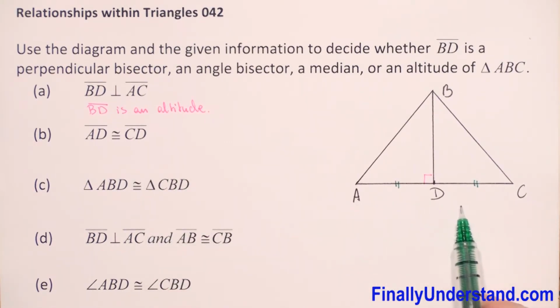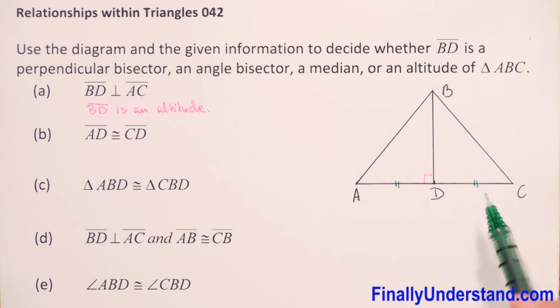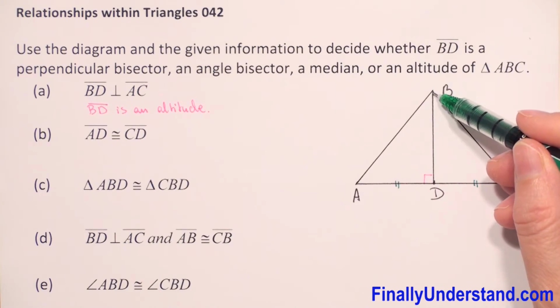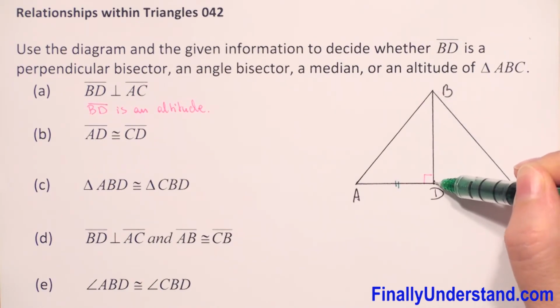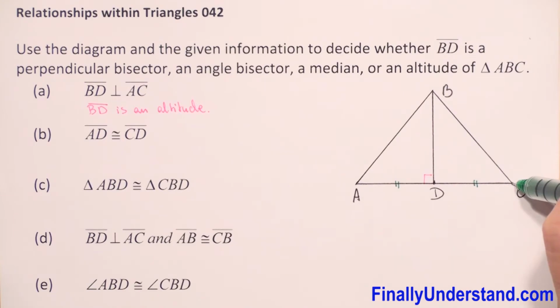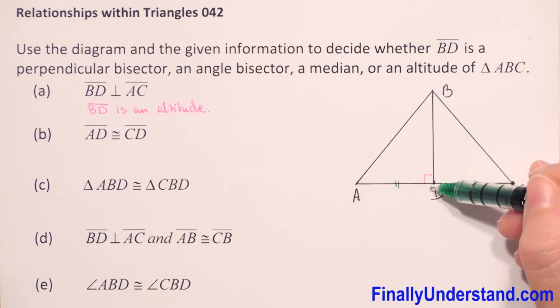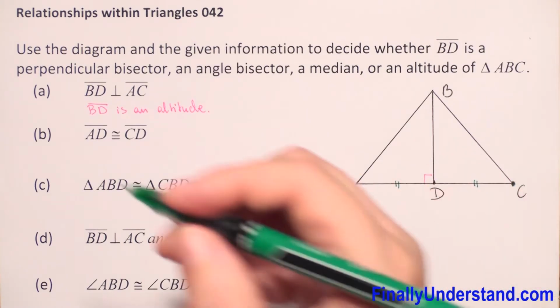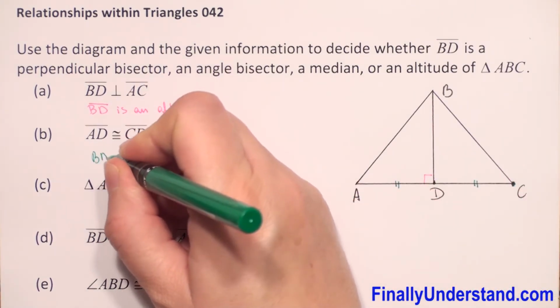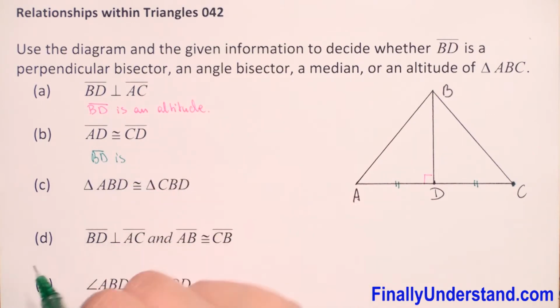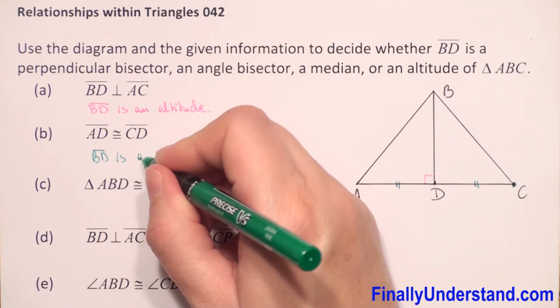If AD is congruent to CD, it means that D is the midpoint of AC. So BD is the segment from a vertex to the midpoint of the opposite side. This is the definition of a median. We know that the median of a triangle is a segment from a vertex to the midpoint of the opposite side. So BD is a median.